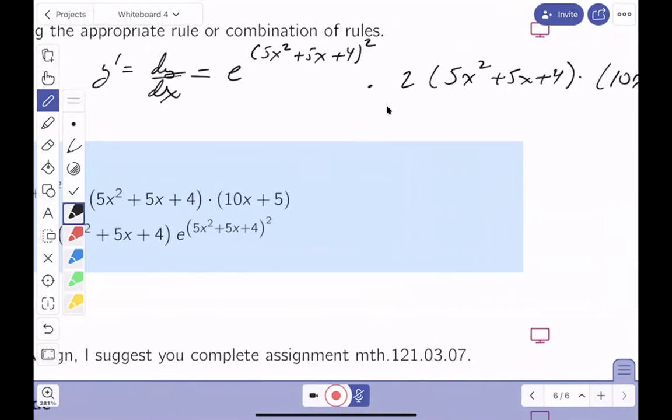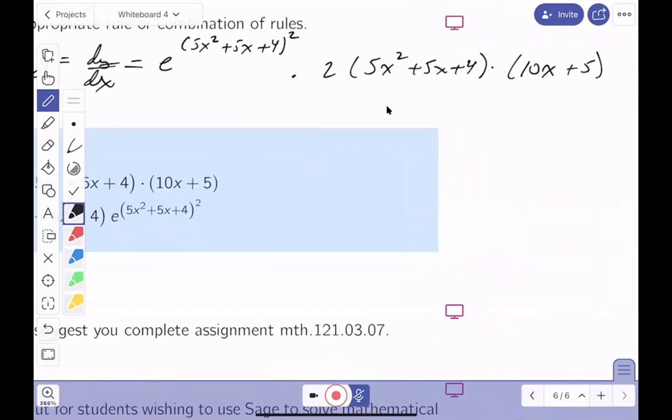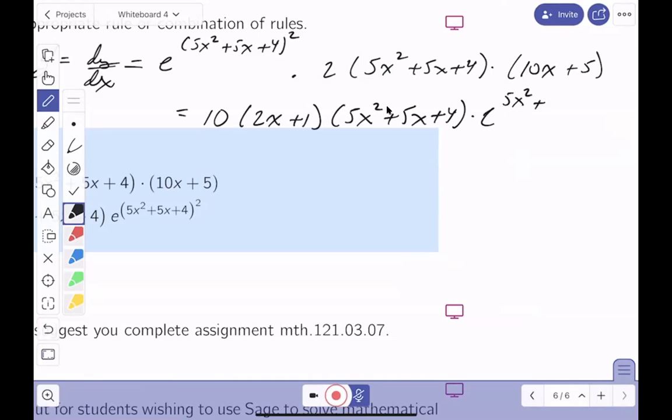All right, I'm going to simplify a little tiny bit. And I'd like to put the polynomials up front, the numbers up front. I notice a 5 comes out. I'm going to factor out a 5 from that. 5 and a 2 gives me a 10. And then you'd get what? You'd get 2x plus 1, 5x squared plus 5x plus 4, and then you'd get e to the power 5x squared plus 5x plus 4 squared. I'm going to commit to that answer.